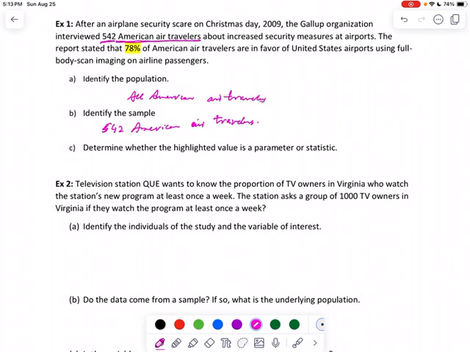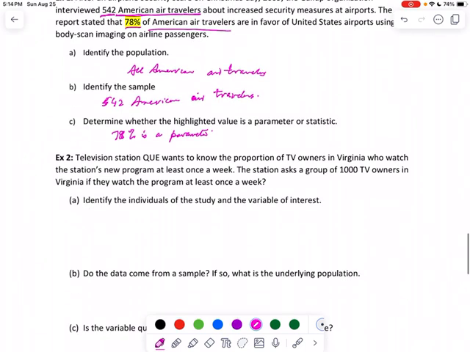Okay. Now the C part is: determine whether the highlighted value is a parameter or a statistic. For this, remember, if the number is giving us information about the population, then it will be a parameter. If the number is giving us information about the sample, then it will be a statistic. So what is it saying? It's saying 78% of American air travelers. It is not saying 78% of American air travelers who were interviewed, or 78% of American air travelers interviewed. If it had said that, then it would be a statistic. But now 78% is a parameter. Okay, I hope you understand.